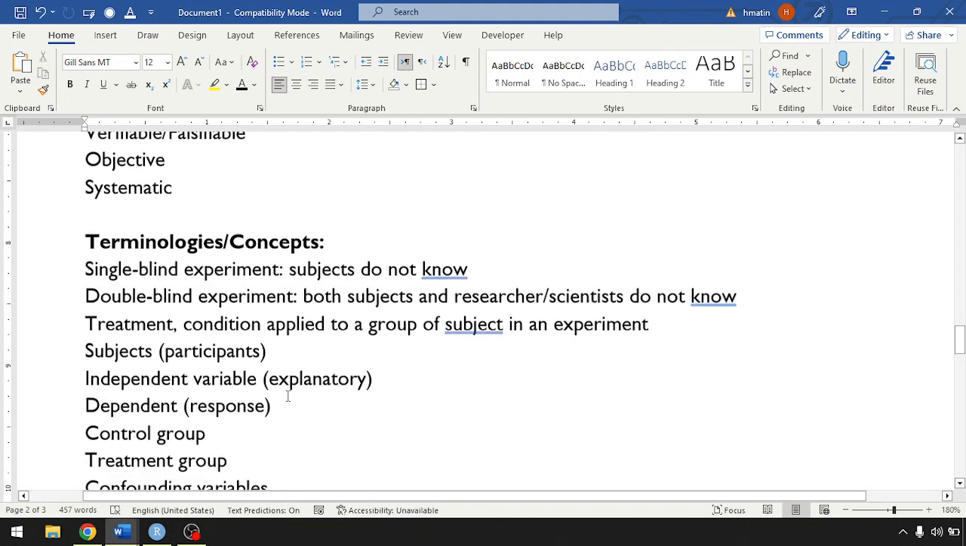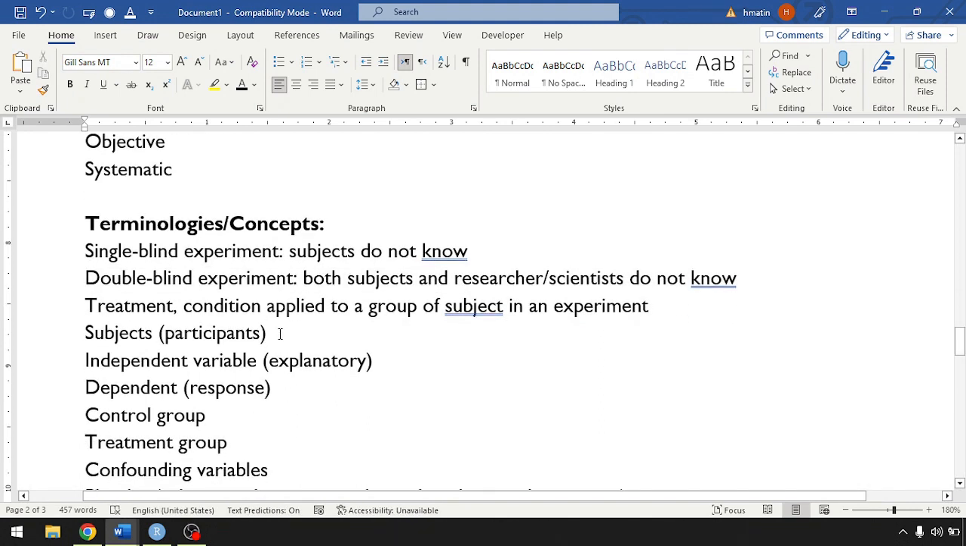Subjects, depending on your study subject. If it's humans, we call them participants. Otherwise, if it's objects, we call them subjects. But subject is the overall term.